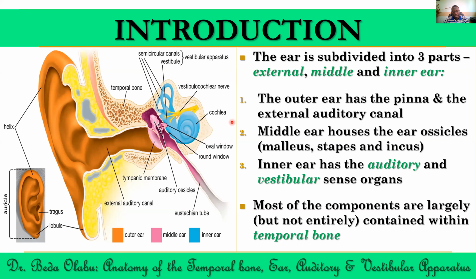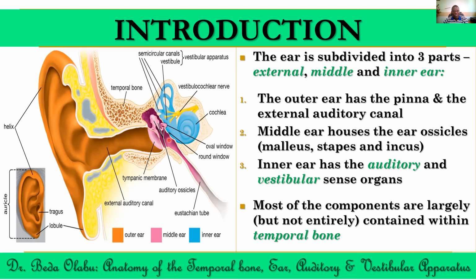Most of the components of the ear are largely, not necessarily entirely, but largely contained within the temporal bone. Of course, as you can see here, the pinna is not within the temporal bone, and some part of the external auditory canal is also not part of the temporal bone, but the rest of the ear are largely within the temporal bone. It is for that reason, therefore, that we need to understand the topographic anatomy of the temporal bone. And so that brings us to our next agenda, to learn the morphological parts of the temporal bone.